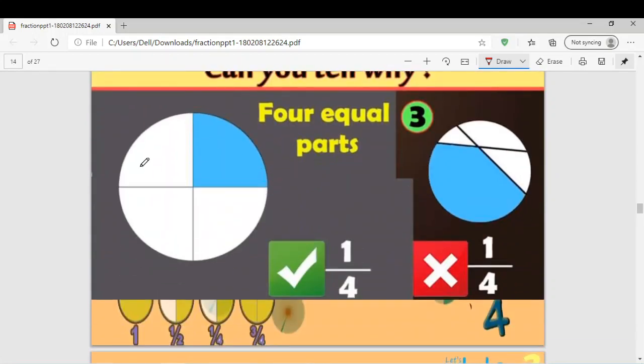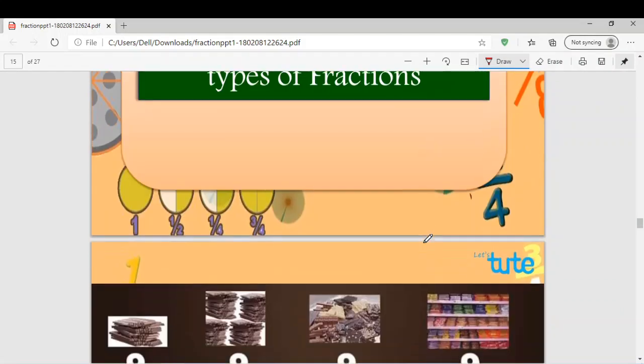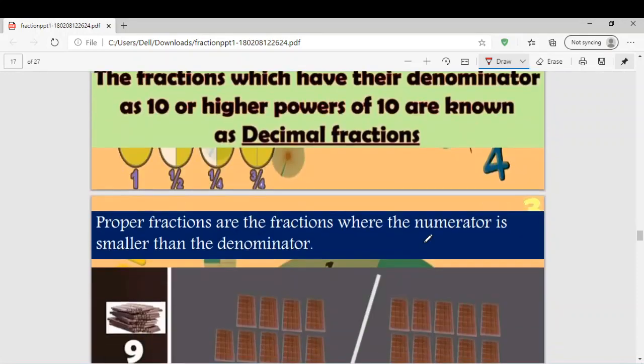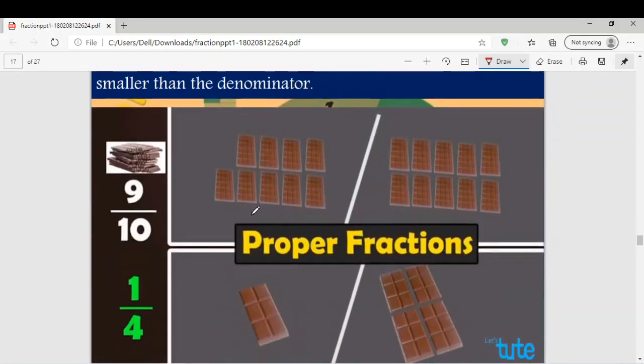Here also, see this one, our first figure has 4 equal parts, that is the equal condition. We have to write it in the form of a fraction, 1 upon 4, and see that figure, this was not in fraction form. So here my dear students, there are various types of fraction.